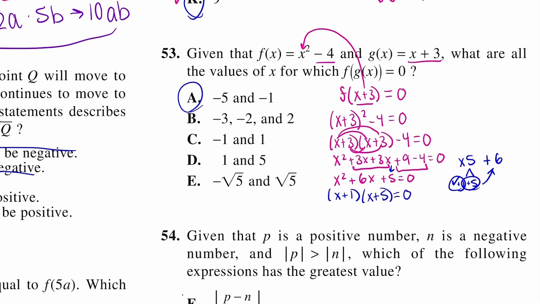equals 0. And now it's the zero product property. So you just split this up, set them both equal to 0, and solve them. So x equals negative 1 there. Undo addition with subtraction. X equals negative 5 there. So that gets us letter A.